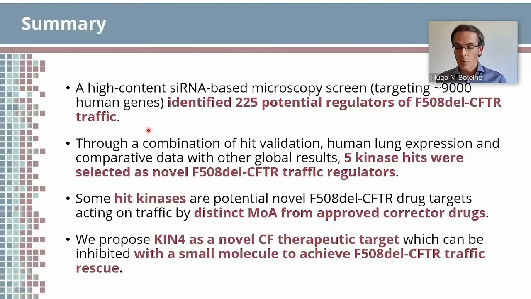In summary, I've told you how we have performed the high-content siRNA-based microscopy screen, targeting about 9,000 human genes, and identified 225 potential regulators of F-avoid-del Cftr traffic. Through a combination of hit validation, human lung expression, and comparative analysis with other datasets conveying global results, 5 kinase hits were selected as novel F-avoid-del Cftr traffic regulators.